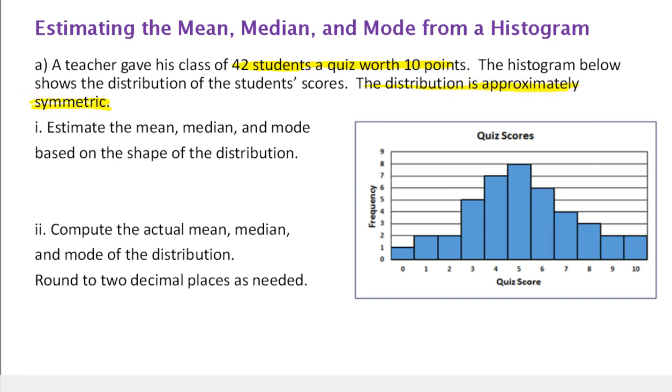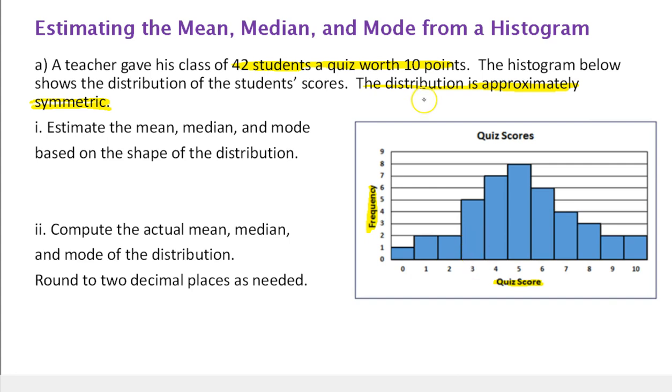So let's take a look at our histogram. Notice the horizontal axis is quiz score. It was out of 10 points, and they could score between 0 and 10. Here is the frequency. This is the number of students who scored each quiz score. So for example, there were 5 students that scored a 3 on the quiz.